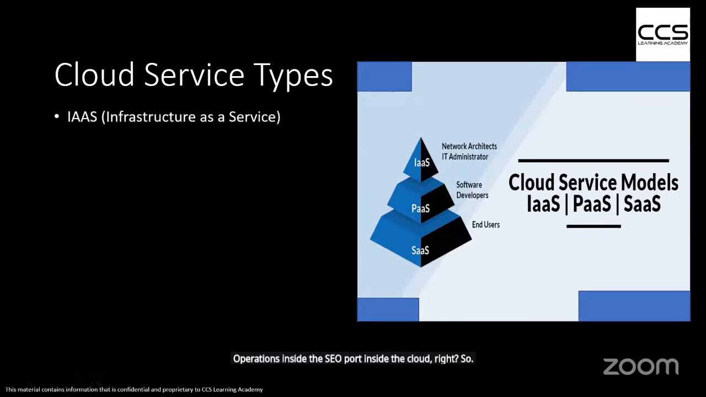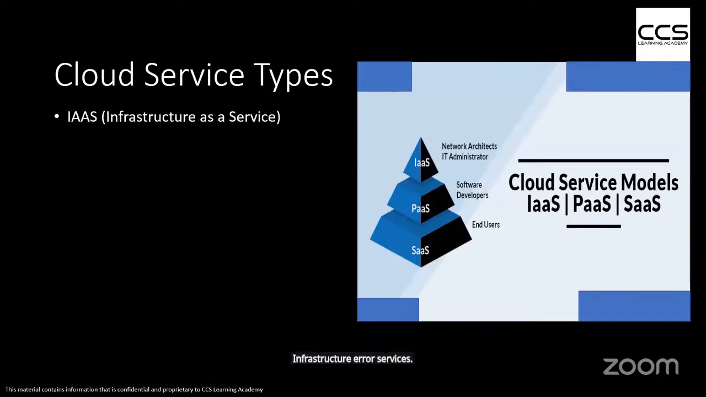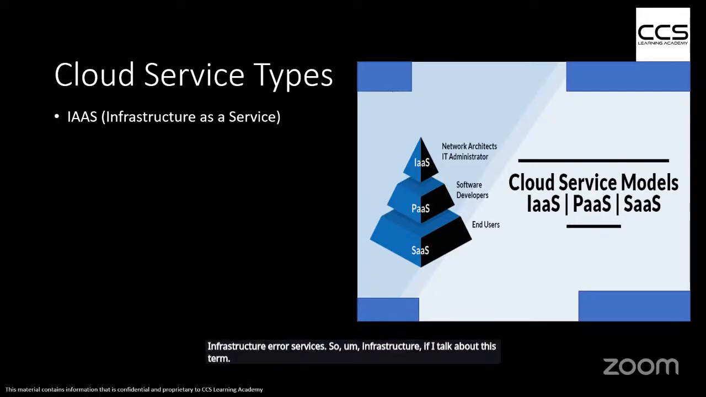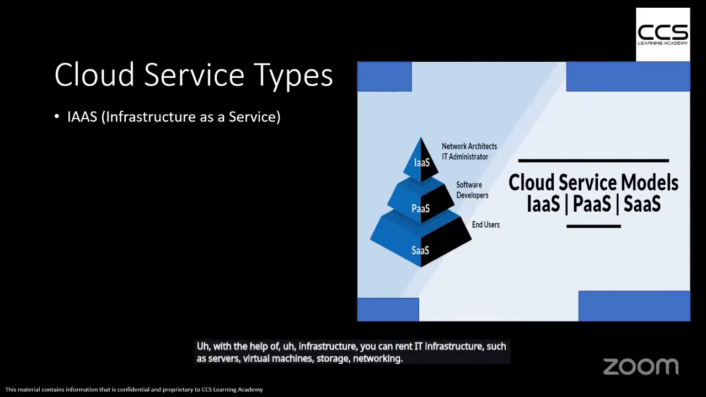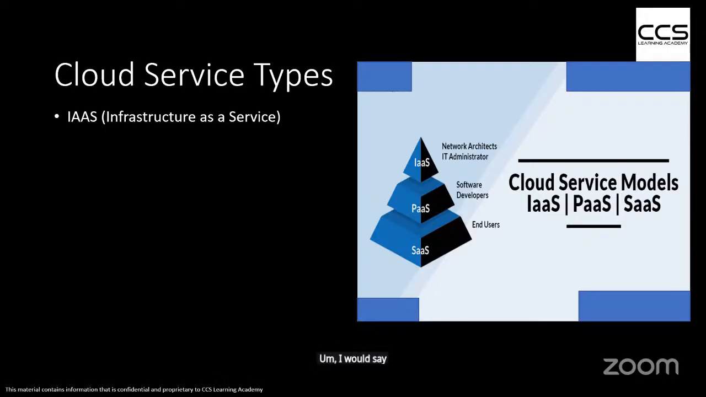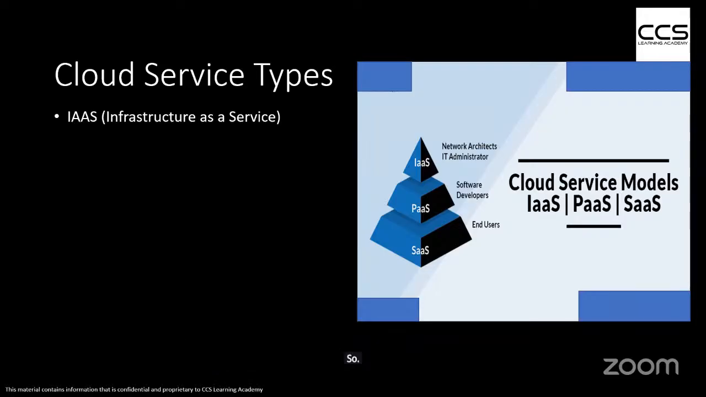So first, the base is what? Infrastructure as a service. Infrastructure is the most basic category of cloud computing services. With the help of infrastructure, you can rent IT infrastructure such as servers, virtual machines, storage, networking, and operating systems from a cloud provider, and it can be on a pay-as-you-go basis. So, for example, we have two kinds of scenarios available today.